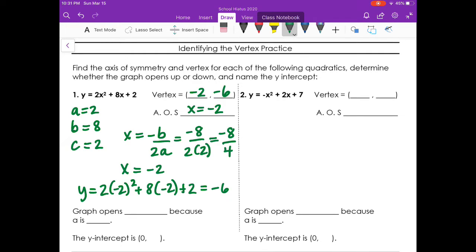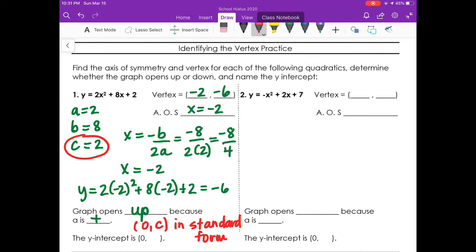We'll also look at the value of a to determine that the graph opens up because the value of a is positive. In standard form, c also represents the y-intercept. So if we identify the value of c for this function, and c is 2, then the y-intercept, or the point where the graph crosses the y-axis, is 0, 2. Pause the video while you try practice problems 2, 3, and 4.